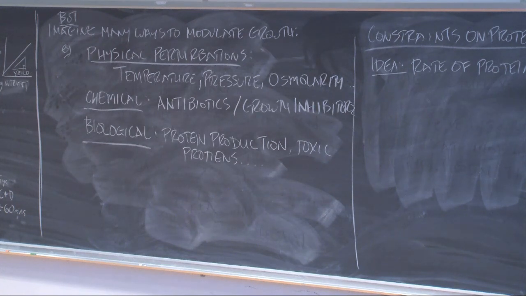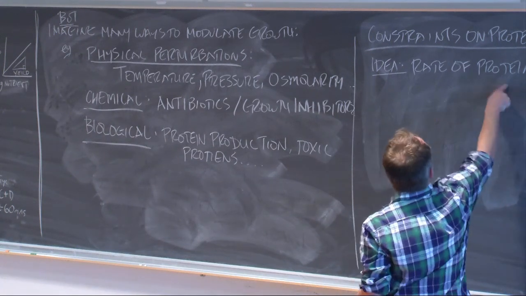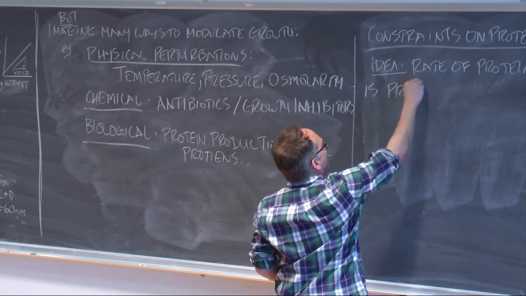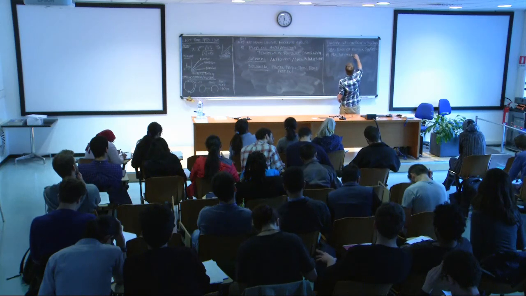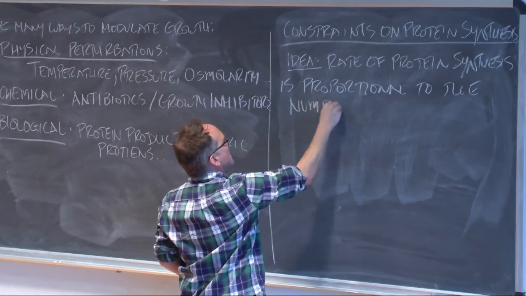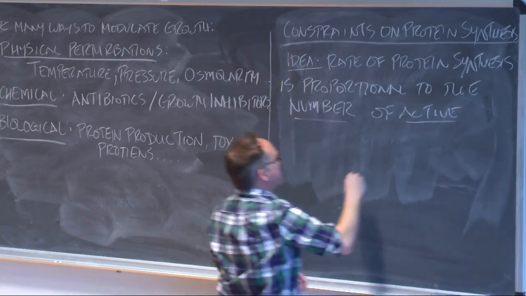We've been able to reconstitute protein synthesis in a test tube. That was done quite early on, in the early 70s, and is now routinely done. And so you can just add energy, ribosomes, and some substrate, and the ribosomes will churn out proteins. It's astounding. So we know exactly what you need. And this turns out to be true. So the rate of protein synthesis is proportional to the number of active ribosomes.